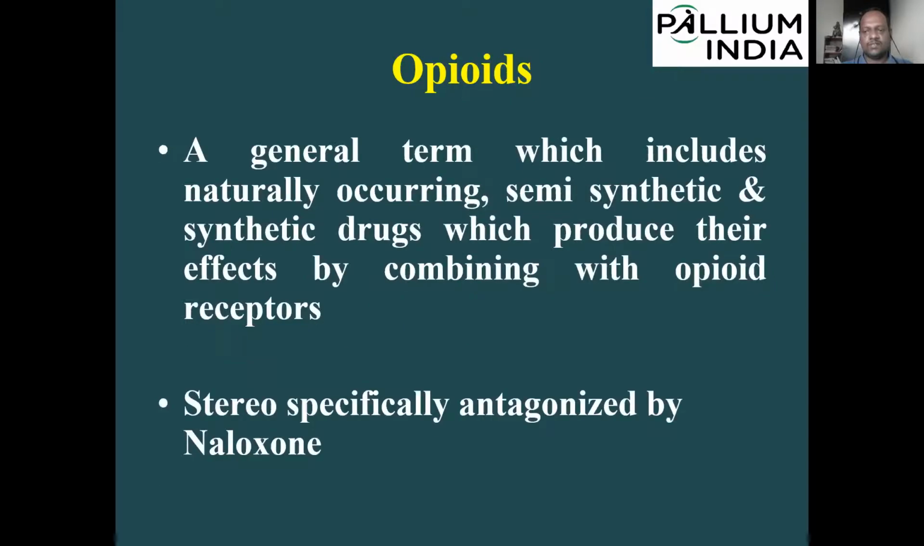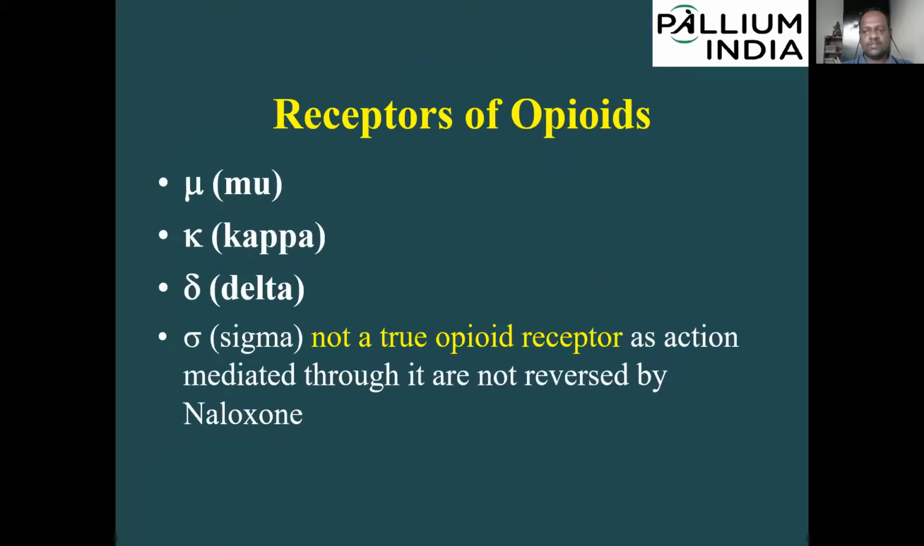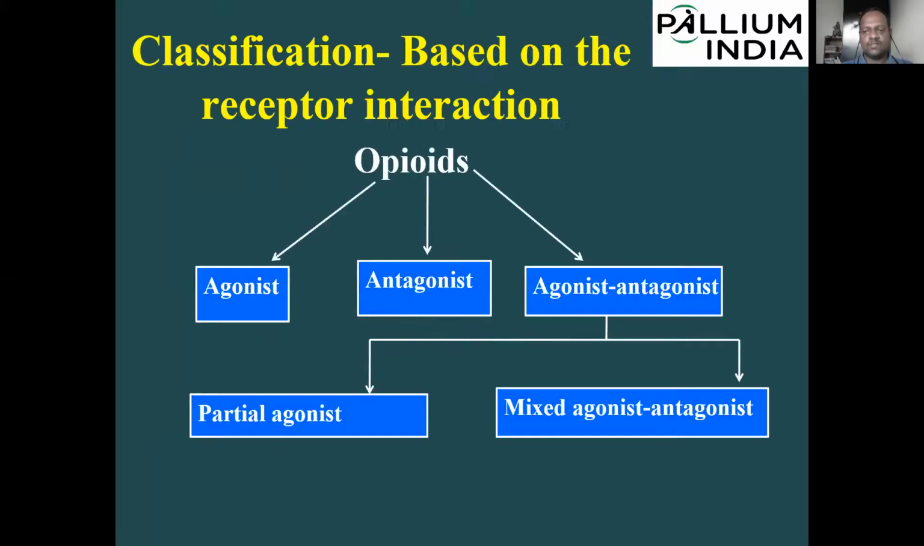Okay, for this, we have to understand about the receptors of opioids. A drug or medicine can be called an opioid if it has two properties. One is its action should be produced by combining with opioid receptors, and the next is its action should be antagonized by naloxone. And there are three types of opioid receptors: mu, kappa, and delta. These receptors can be seen throughout your body, but are more concentrated in the central nervous system.